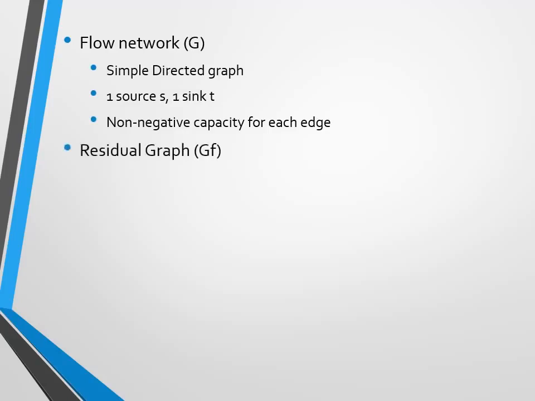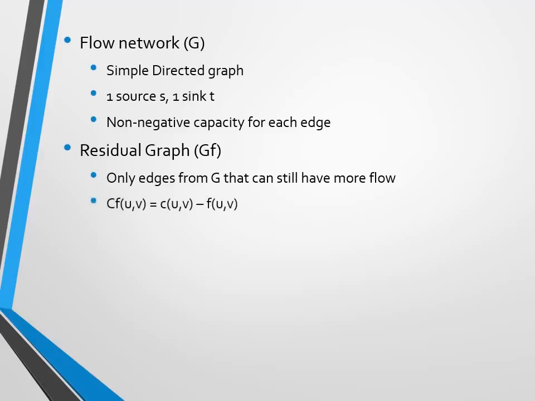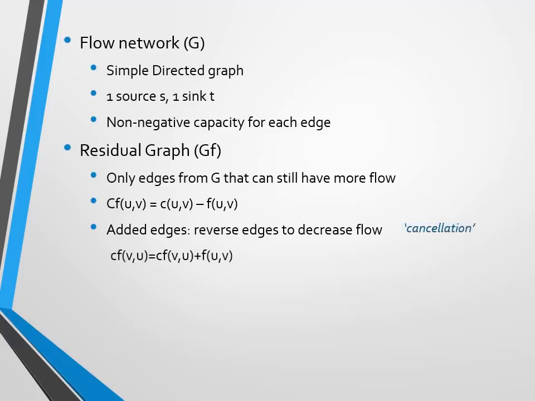We will also be making a residual graph, in which the only edges it shares with the flow network are those whose flow can still be increased. The capacity of an edge in the residual graph is equal to the capacity of the same edge in the flow network minus the flow going through that edge. In order to make that decrease, we will add reverse edges. This is called cancellation. The capacity of the reverse edge will be increased every time we find a new flow flowing through it.